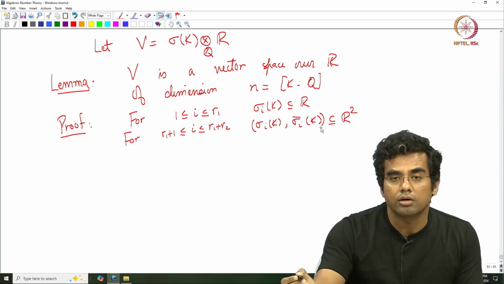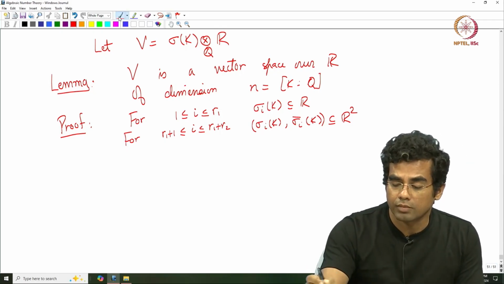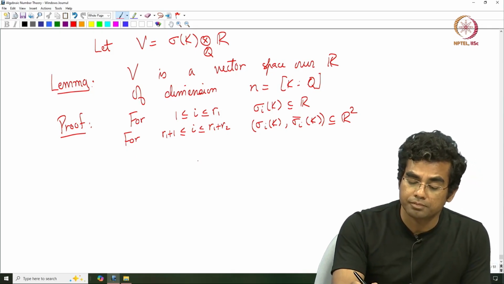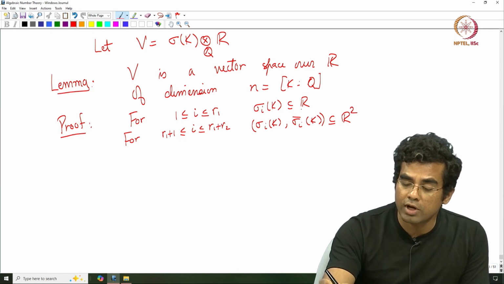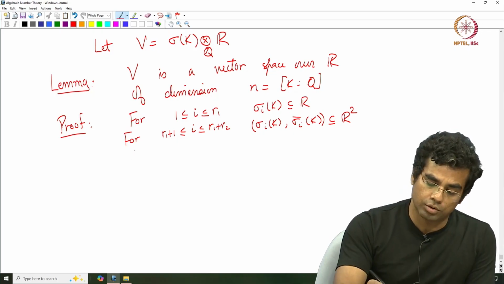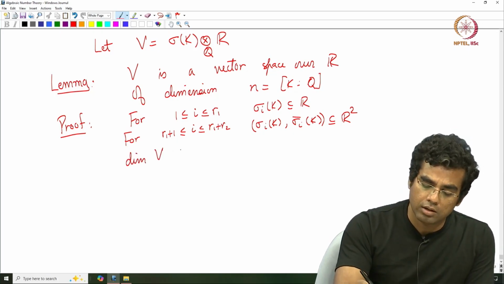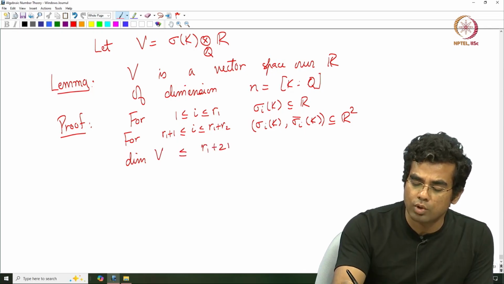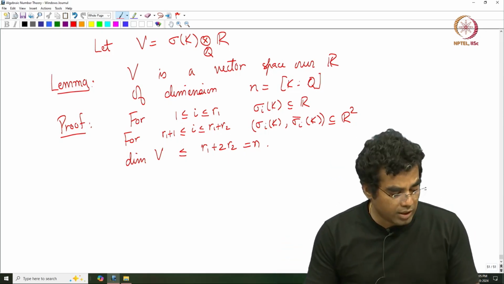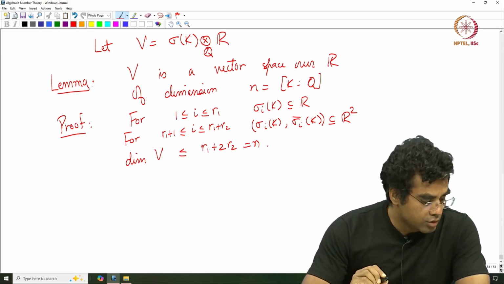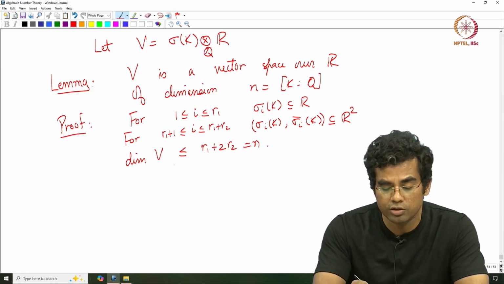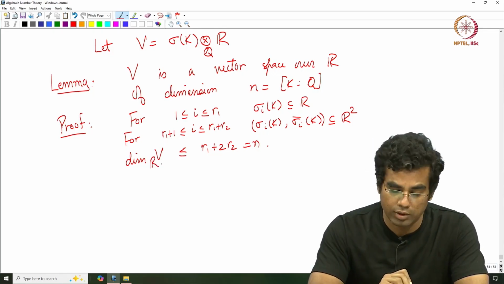So, whatever this number is, this is its conjugate, right, and so it is contained in R2, which means now you just count how many there are, right. So, there is 1 for each real embedding, 2 for each pair of complex embeddings, and so the dimension of V is less than or equal to R1 plus 2 R2, which is equal to n, right. That is how R1 and R2 have been constructed. All right. So, this is the inequality on one side. I want to also show that the dimension of V is greater than or equal to n.